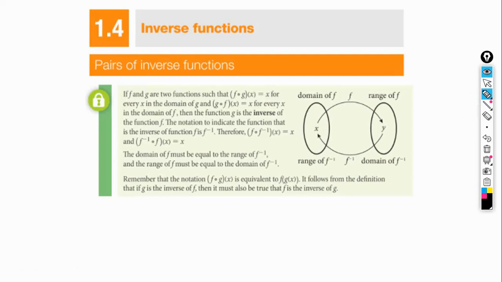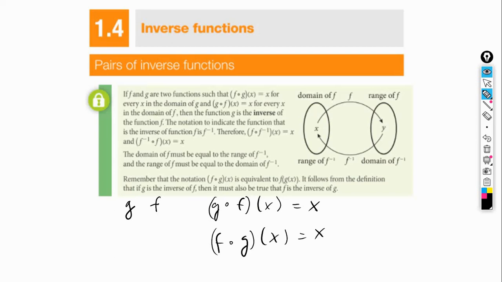So let's suppose we have a function g and a function f. So we know that they are the inverse of each other if the composition of g of f of x will give us x as a result, and if the composition of f of g of x will also give x as a result. So we have this condition and this condition, then we know that g and f are inverse of each other.